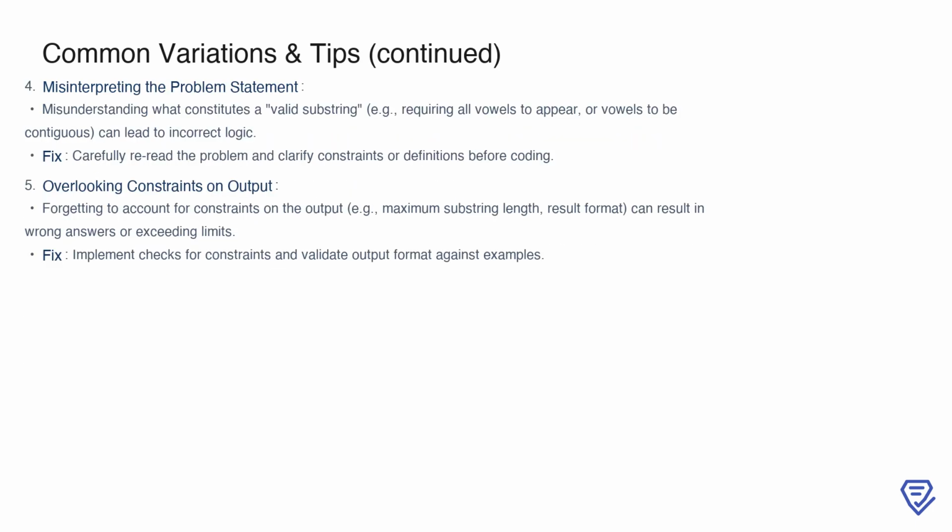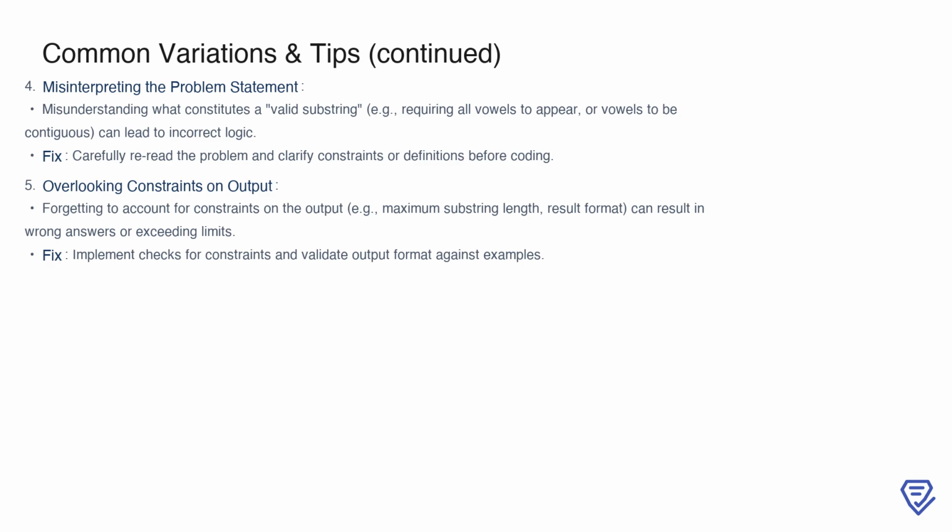Another frequent pitfall is misinterpreting the problem statement. It's important to clearly understand what qualifies as a valid substring. For instance, does the substring need to contain all vowels, and do they need to appear in order or be contiguous? Misunderstanding these nuances can lead to incorrect logic in your solution. The best way to avoid this is to carefully read the problem statement and clarify any constraints or definitions before diving into the implementation.